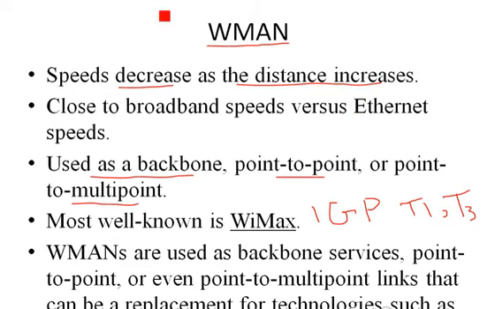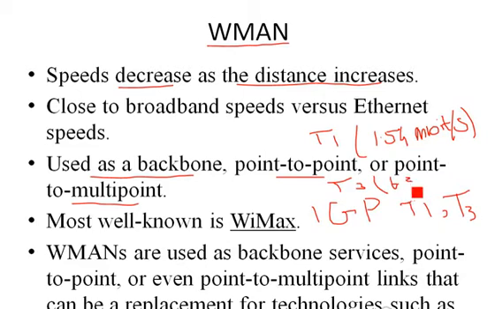A T1 line, for example, has a throughput of 1.54 megabit per second, while T3 has 312 megabit per second, and it has 672 channels. So you have more channels available in the T3 line.